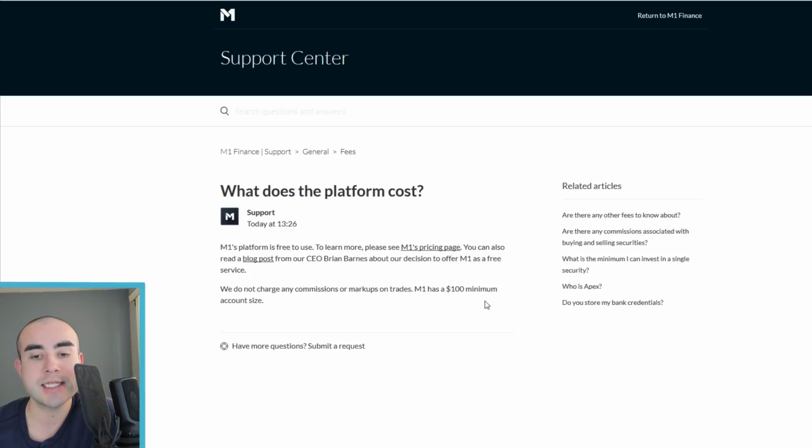so the only difference between M1 Finance and Robinhood is that M1 Finance does have a minimum $100 account size. So if you want to open an account with M1 Finance, you will have to start off with a minimum of $100. But basically after that, guys, to buy and sell and to invest in stocks and ETFs, it is 100% free to do on M1 Finance, just like Robinhood, another one of my favorite investing apps.